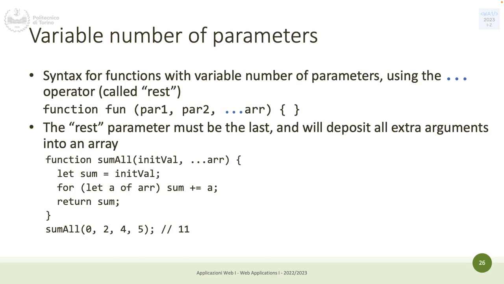You can also have a variable number of parameters. Meaning, I don't know how many parameters I have. It could be at least 2, but it could be also more than 2. 10, 100, I don't know. Because for instance, it's for doing a sum, an addition, and I want to do an addition to all the parameters that I receive.